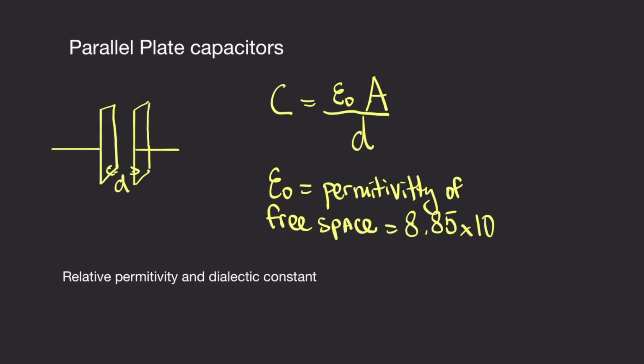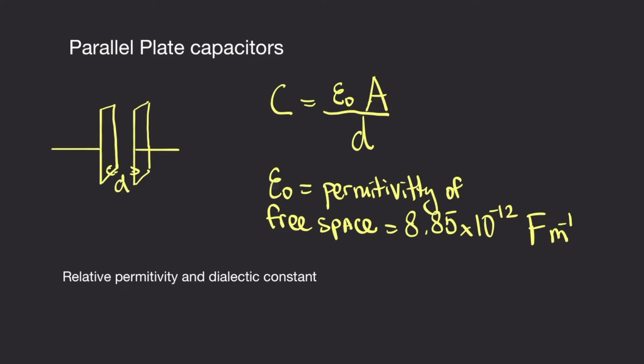And this here is just a constant of value 8.85 times 10 to the power of minus 12. The units for that are farads per metre, F m to the power of minus 1. Okay, now this equation is true for a vacuum.